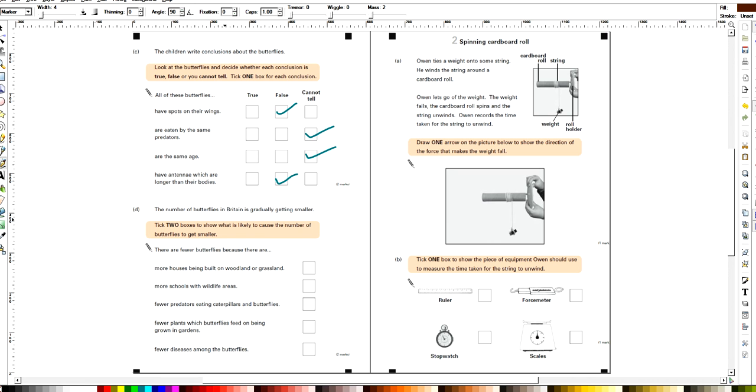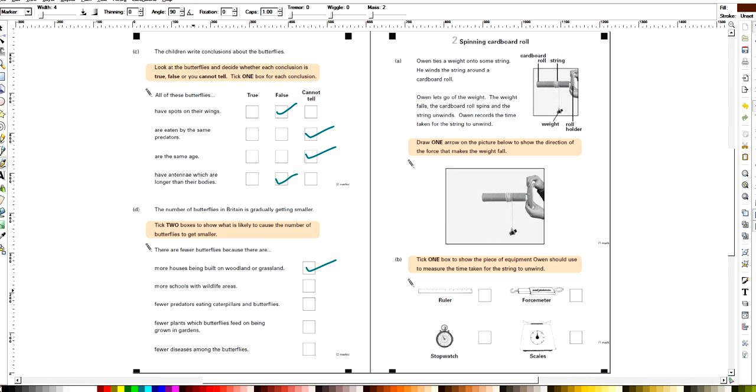Okay, the number of butterflies in Britain is gradually getting smaller. Tick 2 boxes to show what is likely to cause the number of butterflies to get smaller. There are fewer butterflies because there are... Okay, go on. More houses being built on woodland or grassland. Okay, one answer, that's enough. Thank you. More houses being built on woodland or grassland.